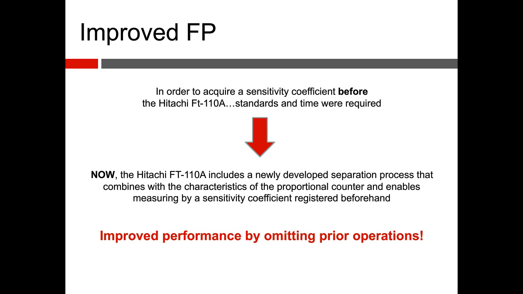But now, with the Hitachi FT110A, they worked on developing a new process that combines the characteristics of the proportional counter and also enables measuring through a sensitivity coefficient that's registered beforehand. That results in improved performance across the board by omitting prior operations, and by omitting operations, you streamline the process involved. So it's all about just higher efficiency in the lab.